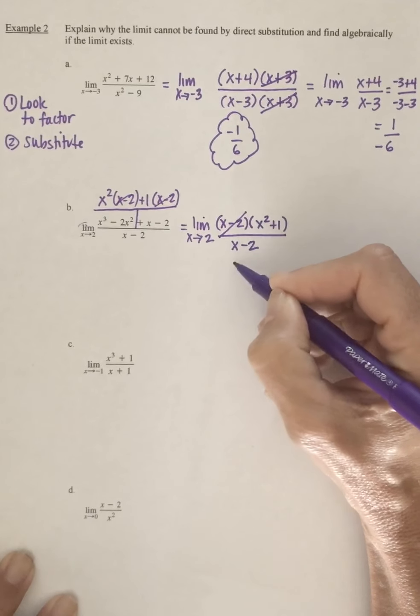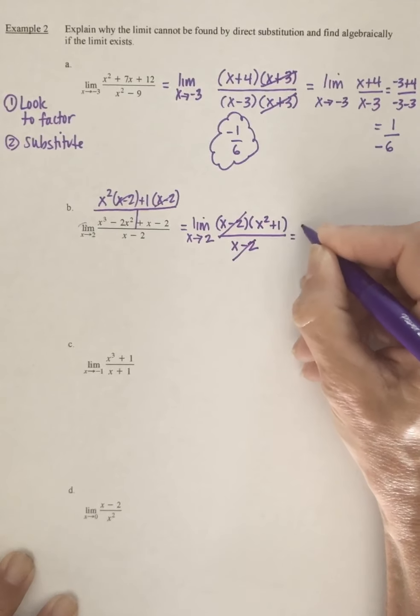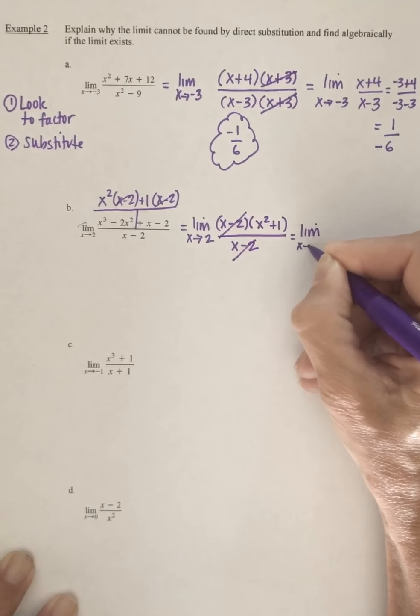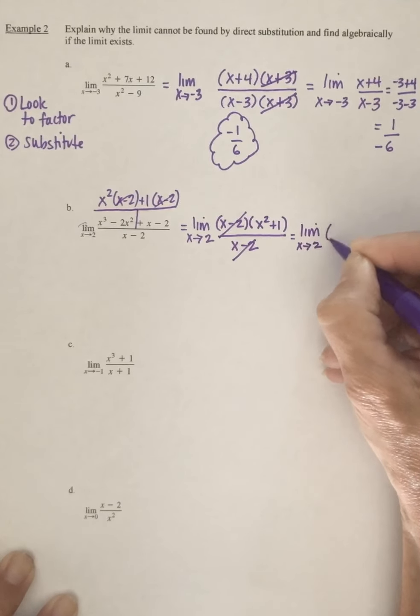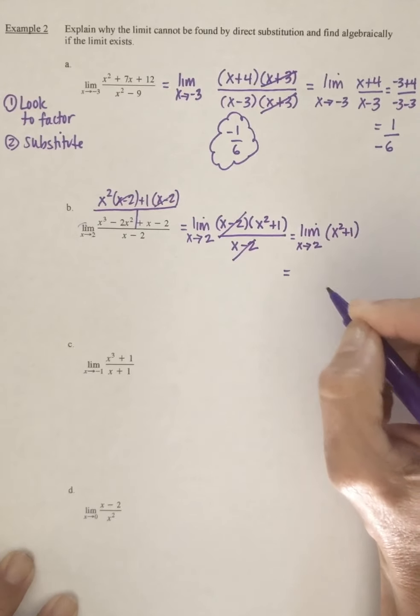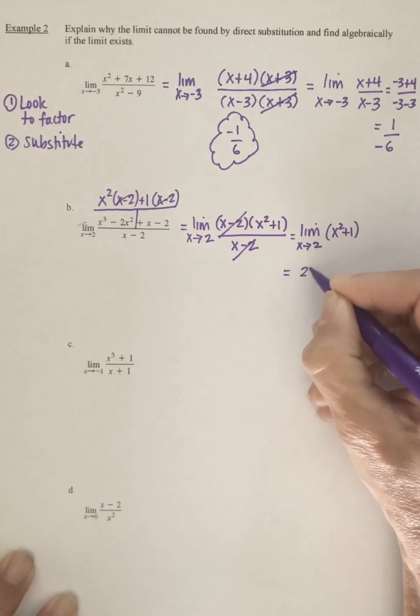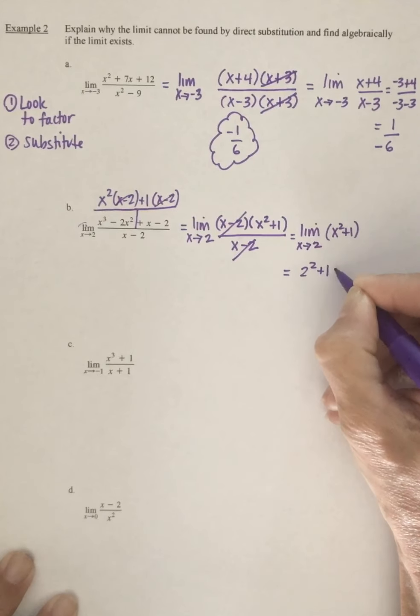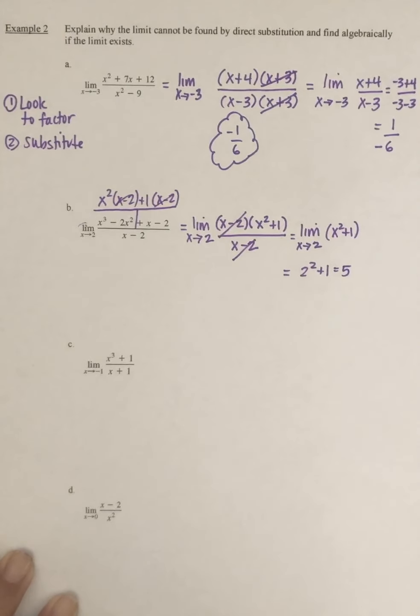I notice I can then cancel out my x minus 2's. And now I have the limit as x approaches 2 of x squared plus 1. So substituting in now directly, my limit is going to be 2 squared plus 1, which is 5. So again, the trick here is not necessarily something new that we learned. It's remembering how to factor, which now brings me to C. Let's talk about this type of factoring, x cubed plus 1. Hopefully it pops out at you.